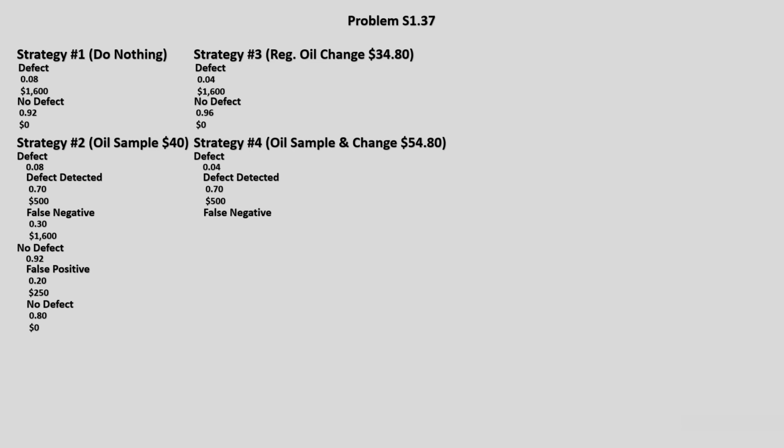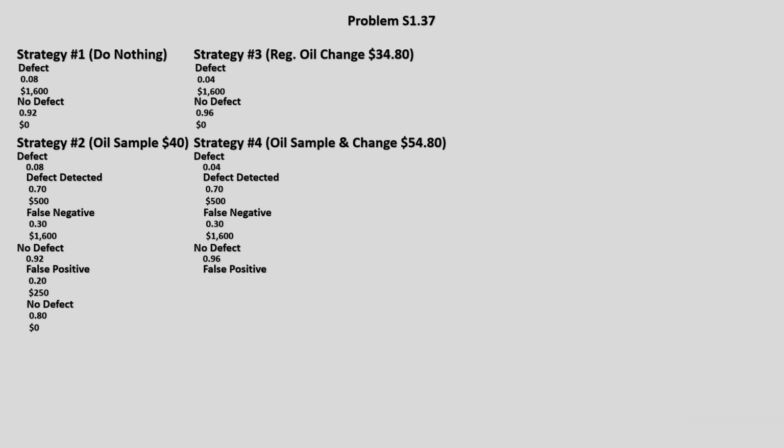The false negative. A defect is actually present. The test results are a false negative. There is a probability again that this result will come through of 0.3, and your cost is going to be $1,600. No defect is present. The probability of no defect being present is 0.96.